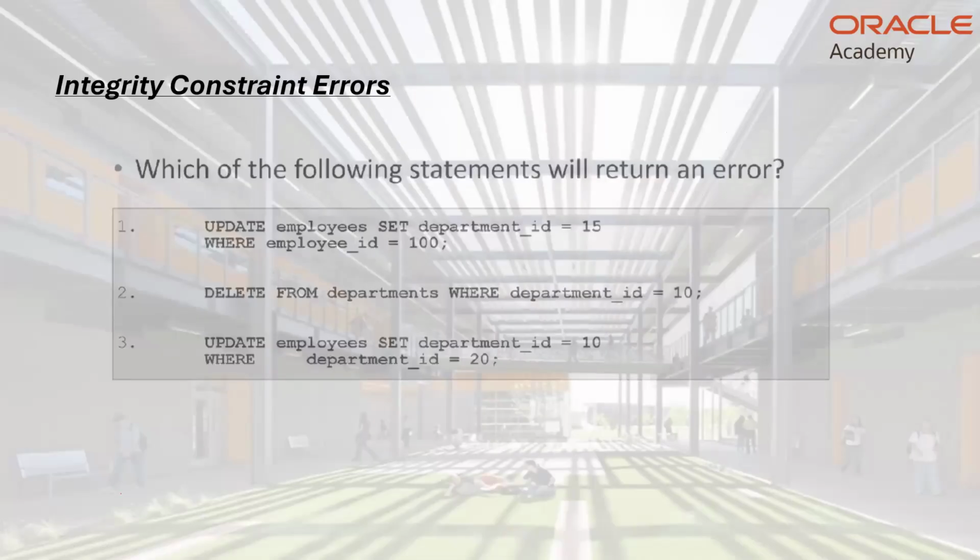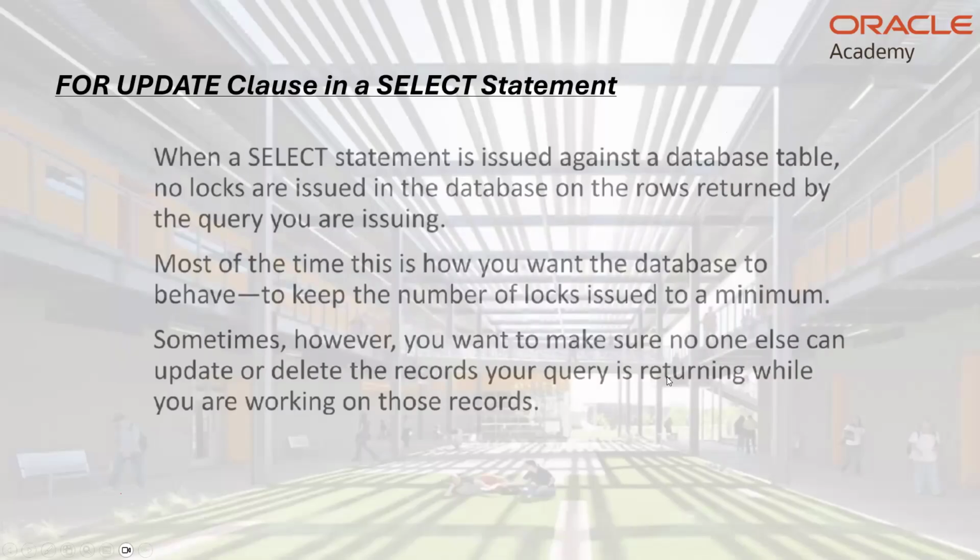You'll get to run several examples, but that's usually an error of something that you have to account for before you can make any DML changes. All right, another clause I want to point out to you is the FOR UPDATE clause. So when a select statement is issued against a database table, no locks are issued in the database. In other words, it's wide open, and if you're sharing the database, it depends on the timing, but you can help with that.